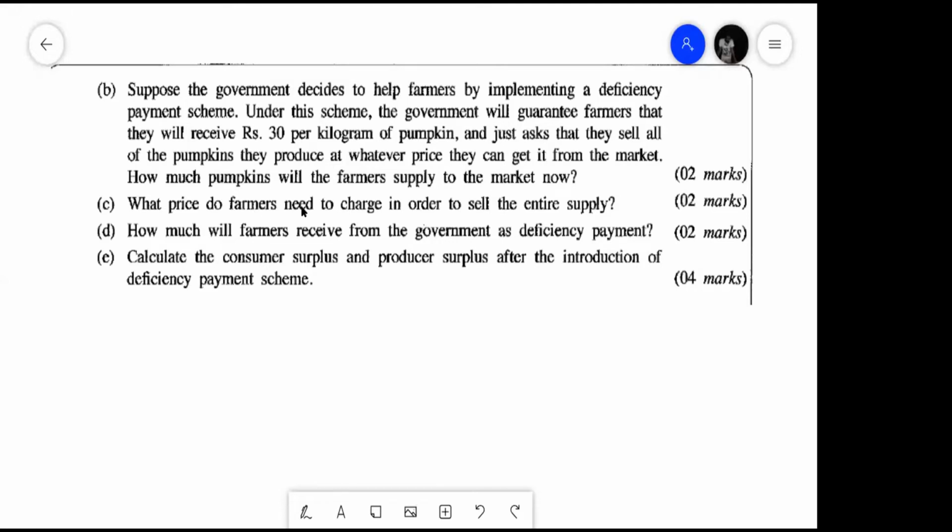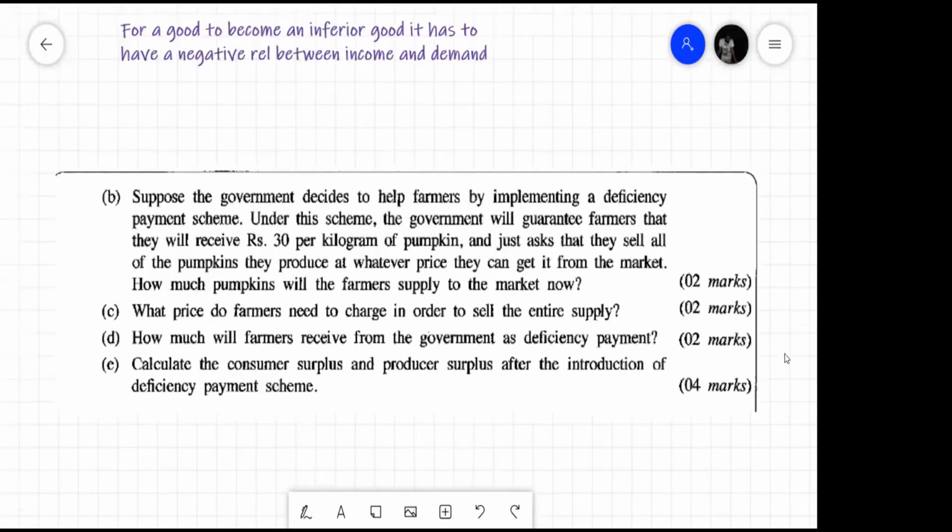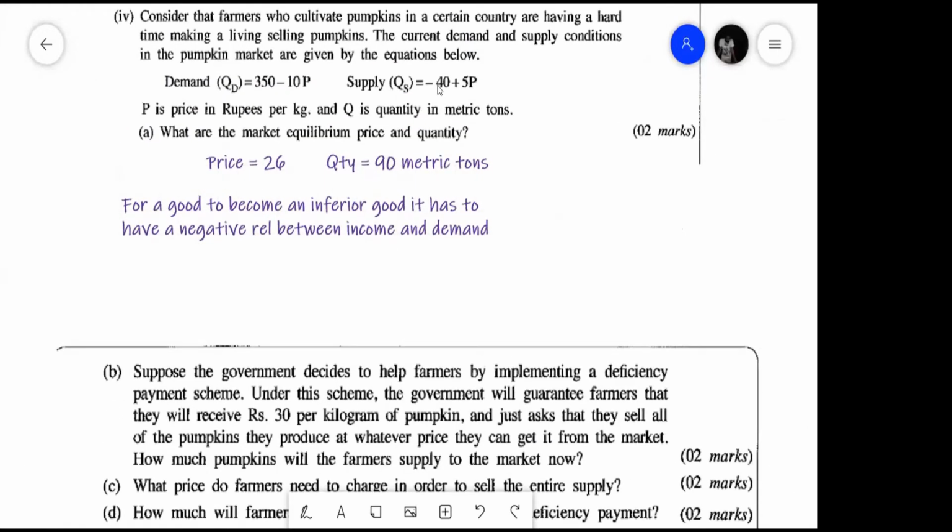The first question they're asking you: what is the quantity that suppliers are willing to supply at this price? How much pumpkins will the farmers supply to the market now? So at the price of 30, you have to find out how much farmers are going to supply. What is the supply equation? QS equals minus 40 plus 5p. So you have to find the quantity supplied at this price.